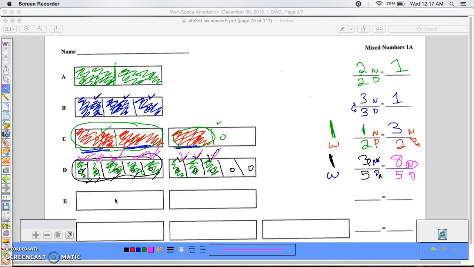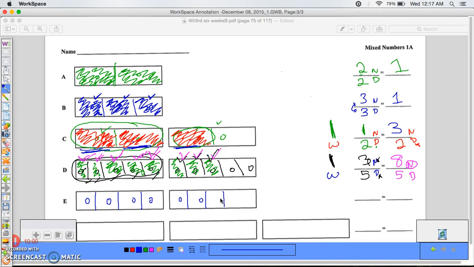I hope you're getting it so far, and remember to be taking down notes and doing the examples that are shown. Letter E. Now it's going to be your turn. In letter E, let's go ahead and cut it into 4 pieces. Let me do this again. Here we go. 1, 2, 3, 4. 4 pieces.